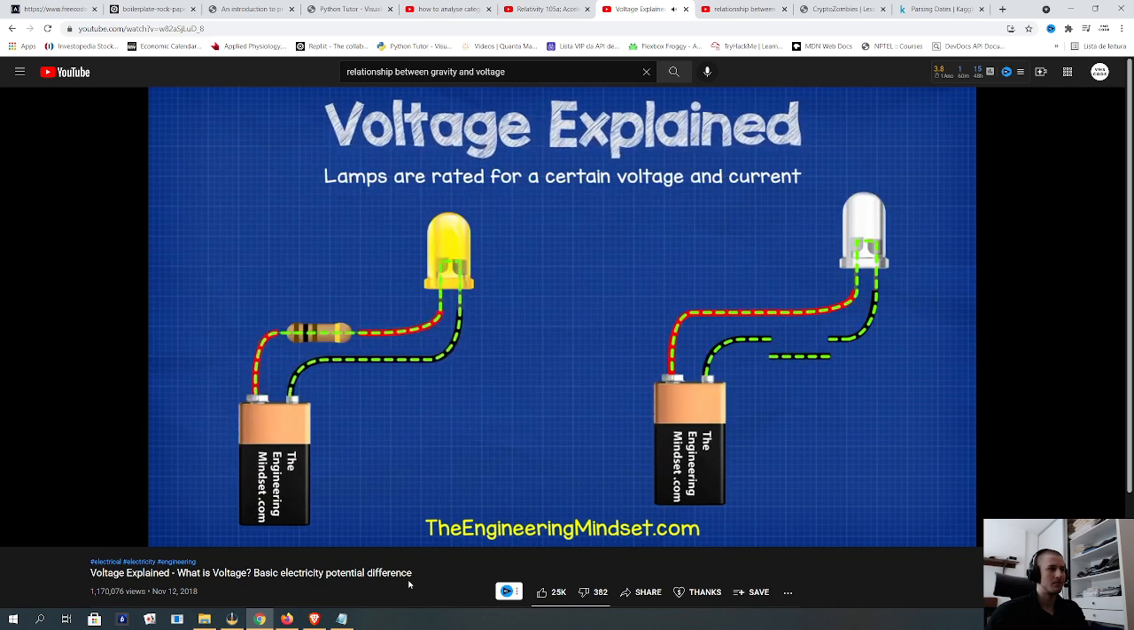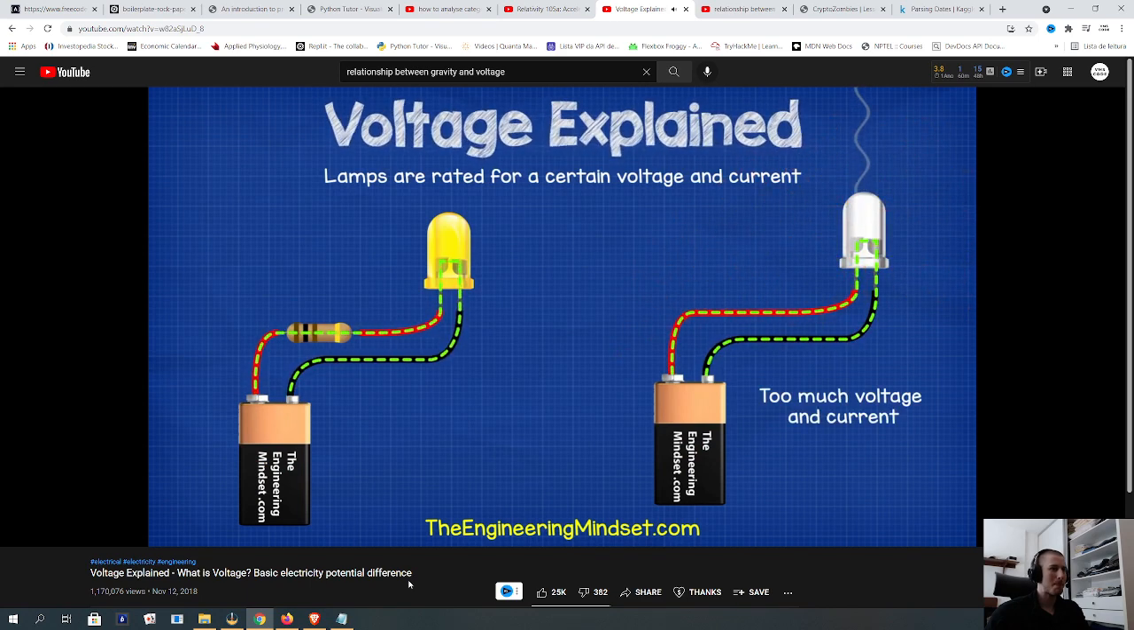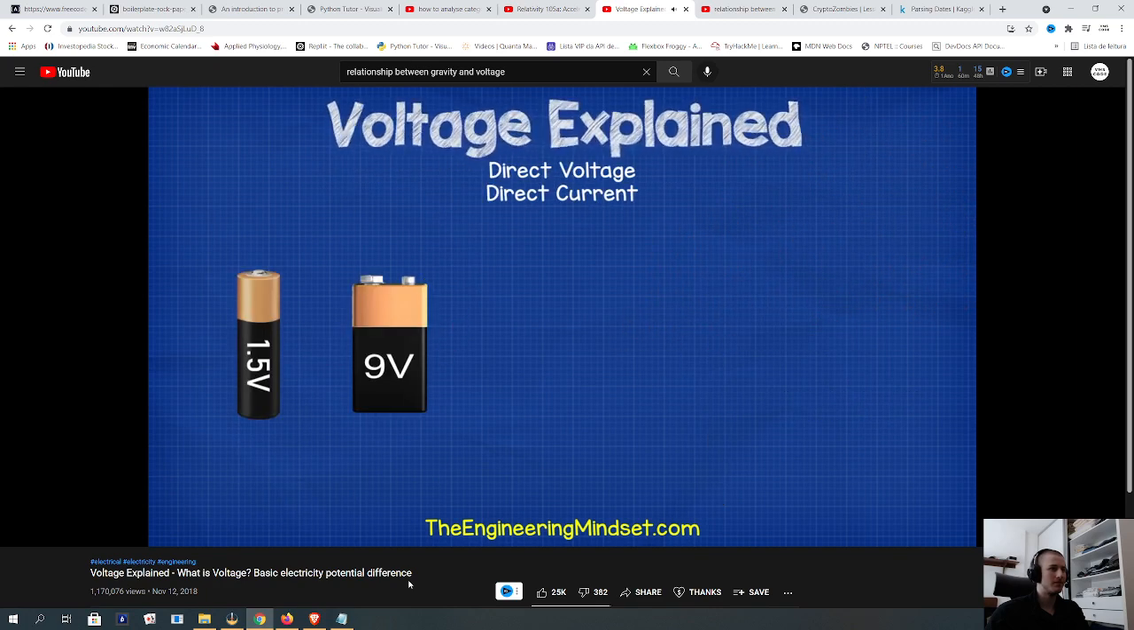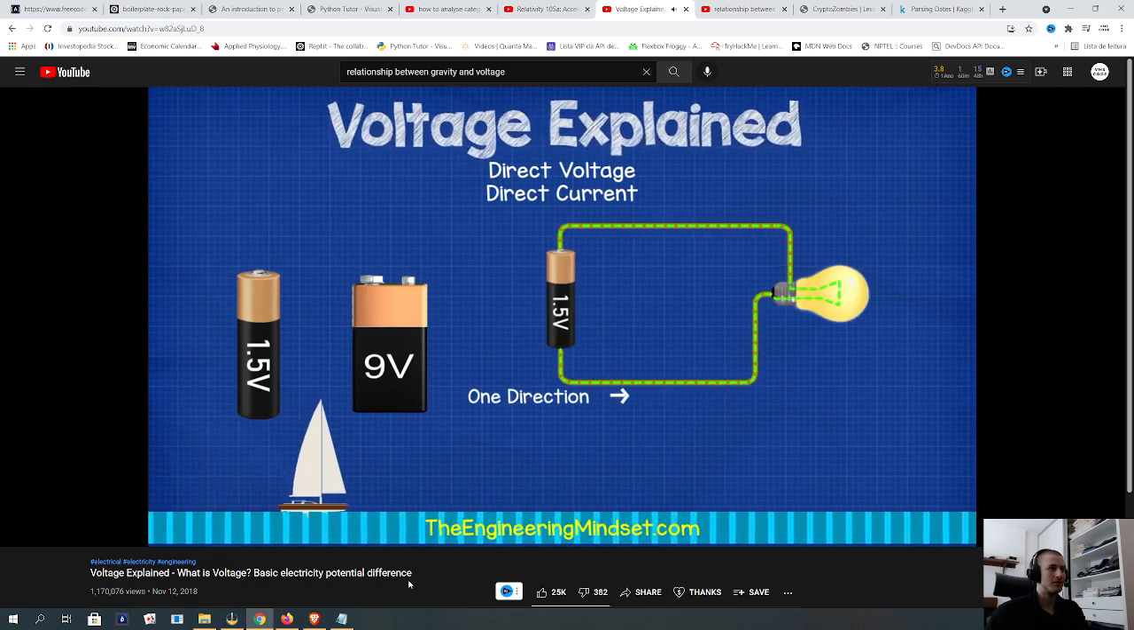The lamps are only rated for a certain voltage and current. If we use a higher voltage, then the lamp will become brighter because more electrons are flowing through it. But if we add too much voltage and current, then the lamp will blow because too many electrons try to pass through at once. If we look at some typical batteries, we can see that this AA battery has a voltage of 1.5 volts, and this one has a voltage of 9 volts. These are sources of direct voltage, meaning the pressure it provides moves the electrons in a constant current in one direction, much like the flow of water down a river.